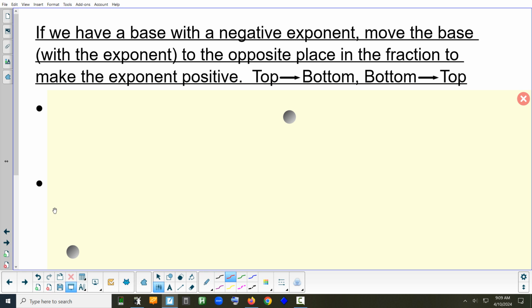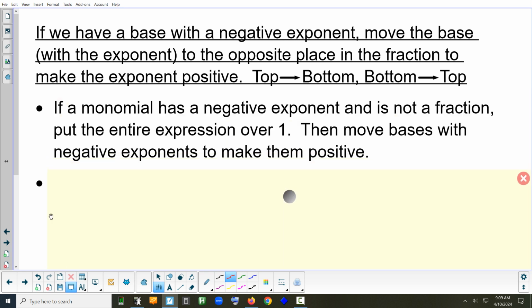So I'm going to show you a few examples, and I want to explain to you what you're allowed to move and what you're not allowed to move. Okay. Now, what if you have something that's not a fraction, but we need to make it a fraction? What can we always put for a number in the bottom? 1. Right. That's what this is saying.